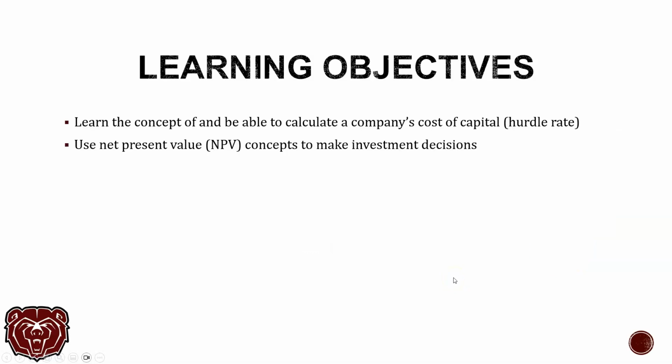So the first thing we're going to talk about is learning the concept of and being able to calculate a company's cost of capital. Sometimes we'll refer to this as the hurdle rate. It's a rate that you have to get over. We'll talk about that a little more.